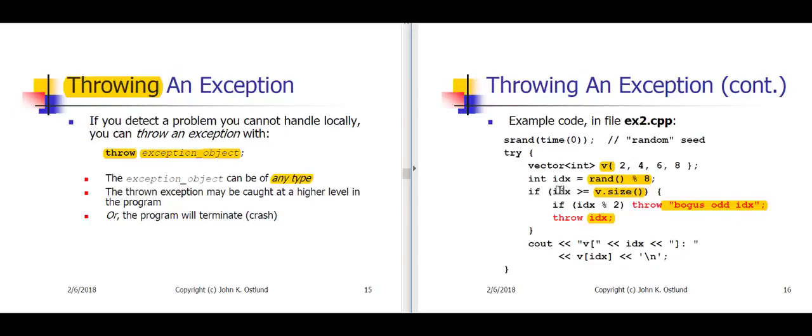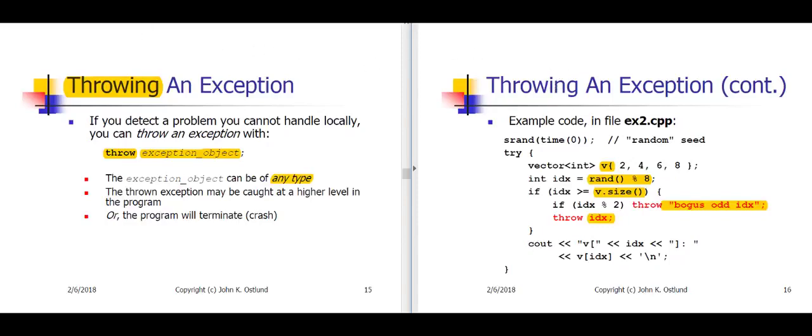Now, on the other hand, if idx was less than v.size, I'll drop down here to this cout statement and say v sub, whatever the index is, whatever the value at that index is. So, for example, v sub 0 is 2, or v sub 1 is 4, or what have you.